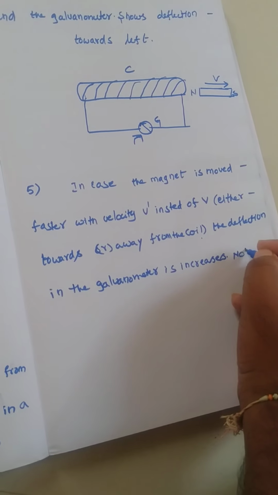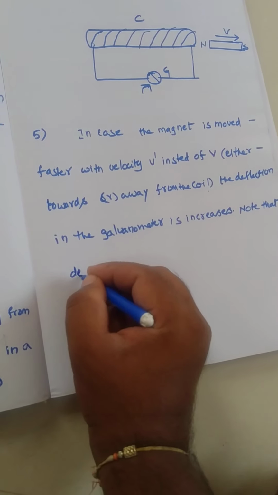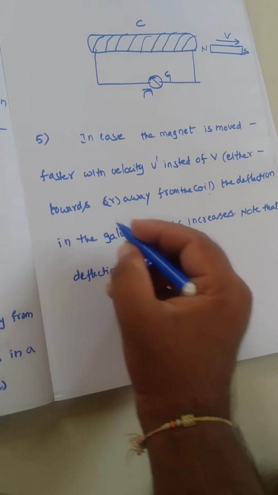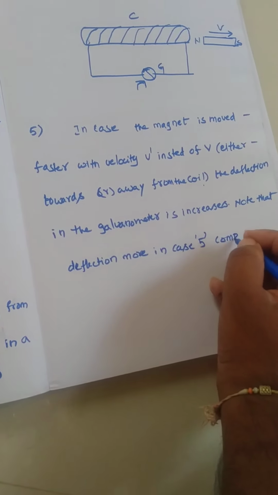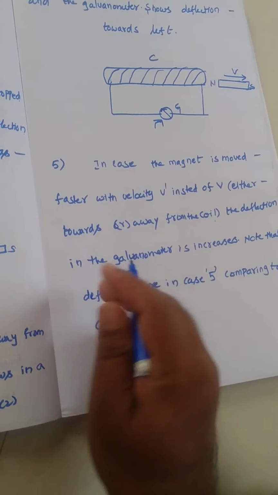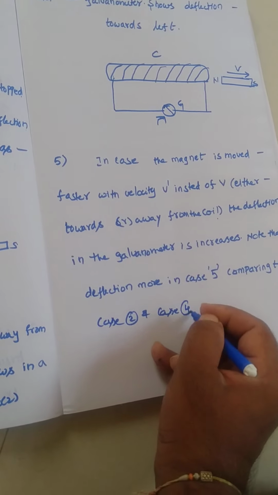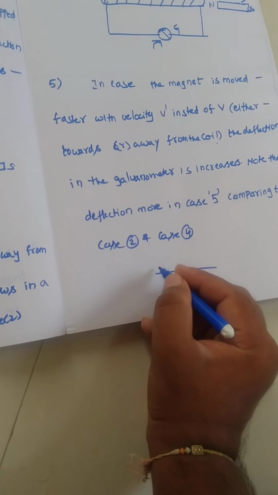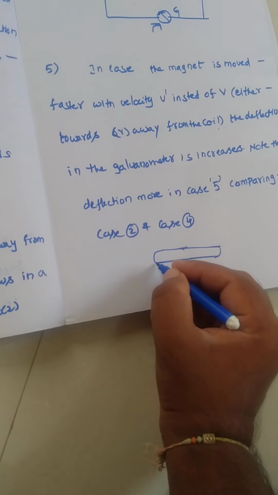Note that the deflection is more in case 5, the fifth point, compared to case 2 and case 4 also. Why? Because I said towards or away. See, nothing more is there, you can just show that the deflection is more.